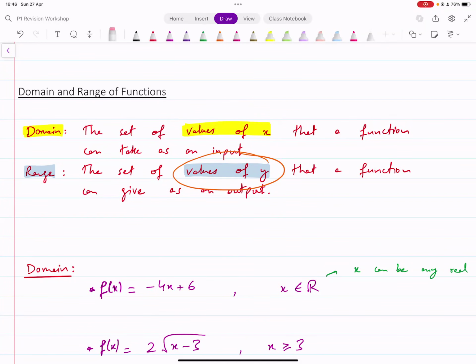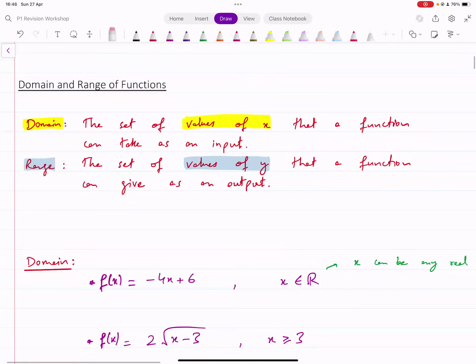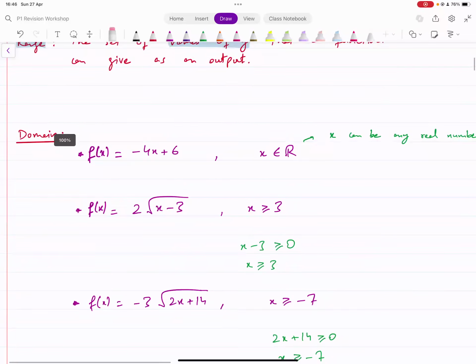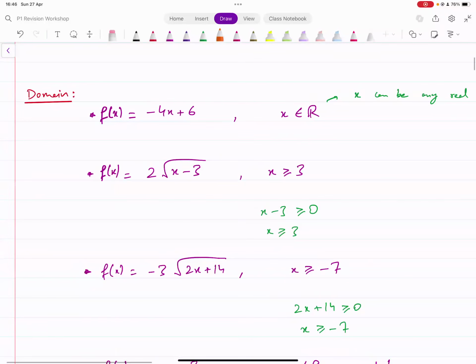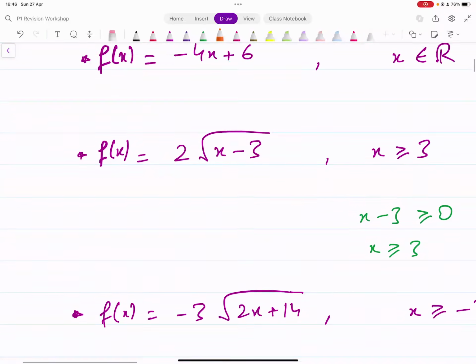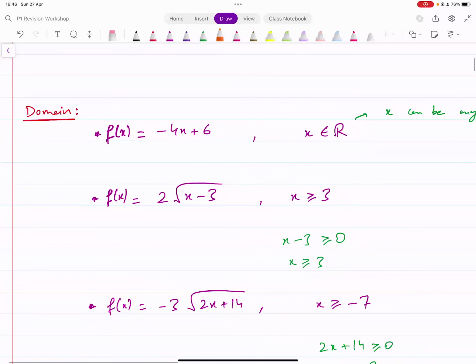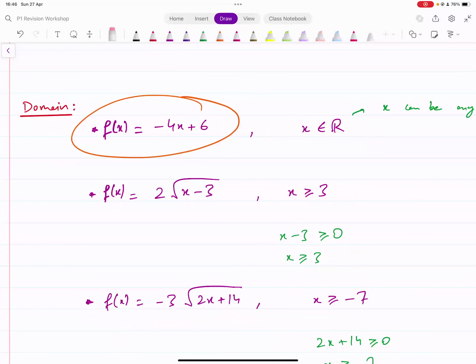Now about domain, there are only a few things that you need to know about. And that is, for instance, if you have a function that looks like this, f of x equals minus 4x plus 6. Now, does this function have any restriction as far as the values of x that you can input in this is concerned? Is there any restriction? It's a straight line function. You can input any value for x in this, and that will work. For example, you can put a negative value in this, you can put a positive value in this, you can put 0 in this.